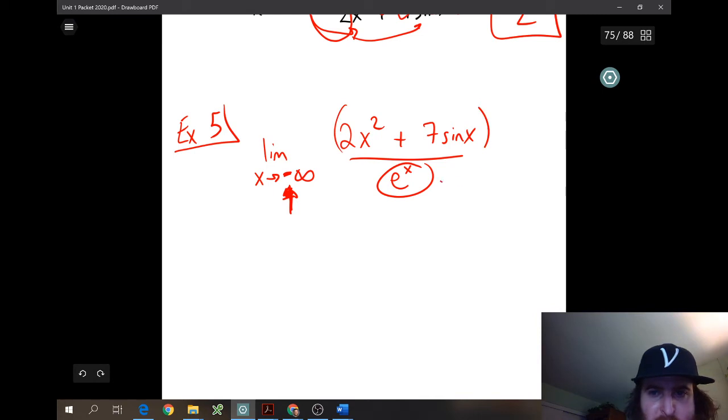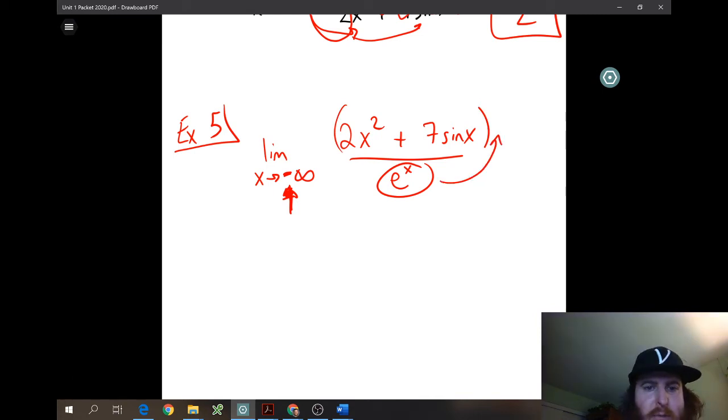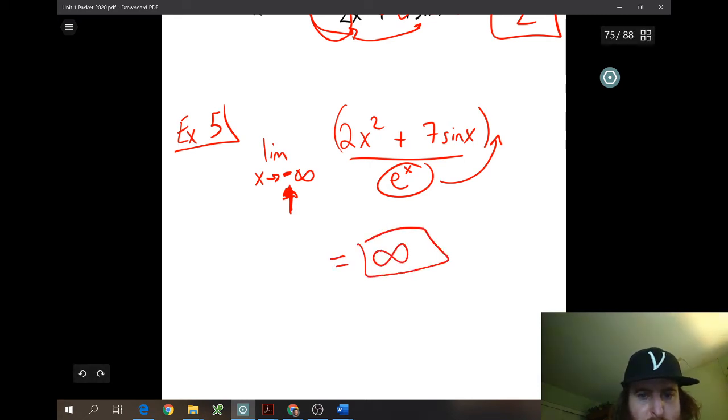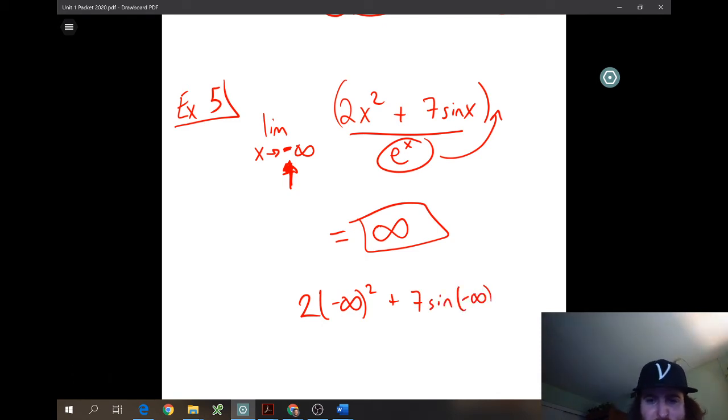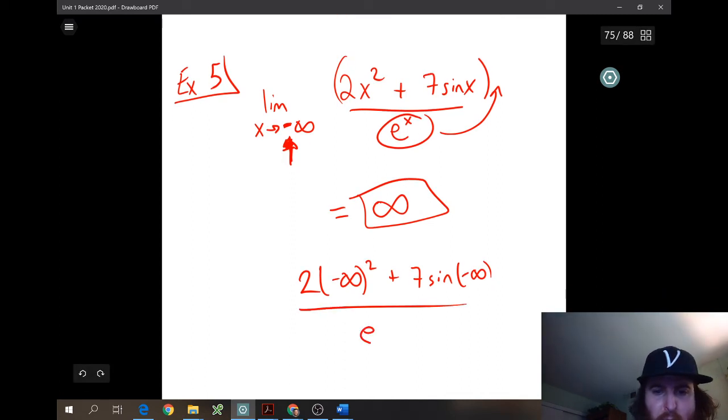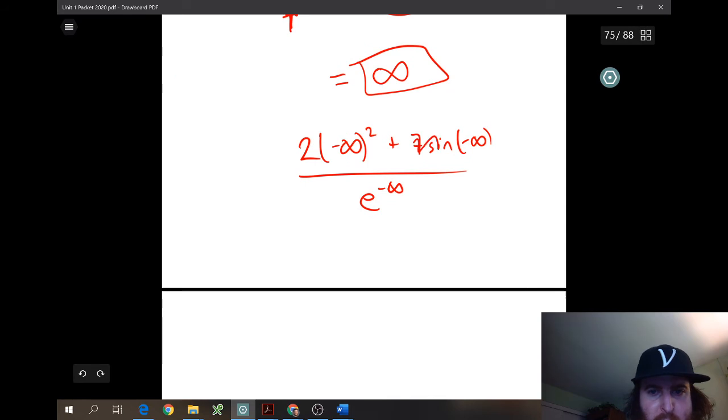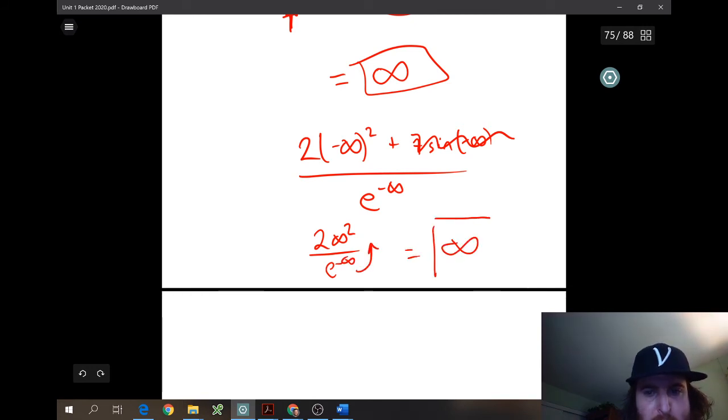You can do something like this. It's going to flip up to the numerator. So when you plug in that negative infinity, it's going to go up. So this actually doesn't even have a denominator. They're all in the numerator. So this is going to go to infinity. Right? And you can get this by plugging it in. 2 times negative infinity squared plus 7 sine of negative infinity means going all the way out to the left. But again, the biggest that's ever going to be is 1. 1 times 7 is 7, so we're going to ignore it, all over e to the negative infinity. So this is 2 infinity squared over e to the negative infinity, and that's going to pop up, and everything's big on top, so it's a big infinity.